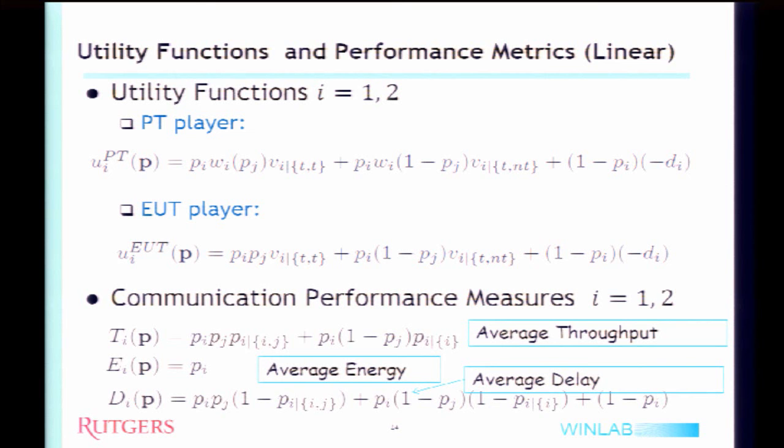So it's not necessary, for example, for the EUT player to know the PT player's utility function. One thing the EUT player needs to make sure is that her action, her probability, makes the PT player indifferent between transmission and waiting. So the EUT player's choice makes the PT player indifferent to transmitting or not?